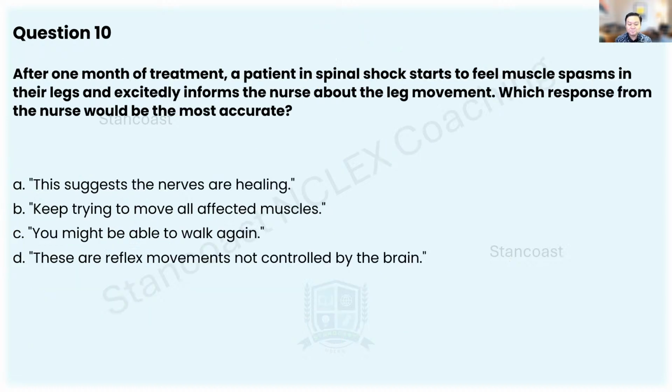Let's have number 10. After 1 month of treatment, a patient in spinal shock starts to feel muscle spasms in their legs and excitedly informs the nurse about the leg movement. Which response from the nurse would be the most accurate? Is it A, this suggests the nerves are healing? Or B, keep trying to move all affected muscles? Or C, you might be able to walk again? And D, these are reflex movements not controlled by the brain.